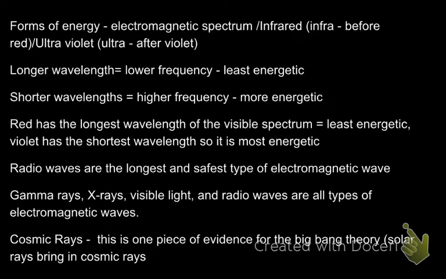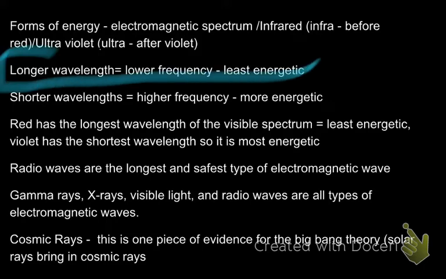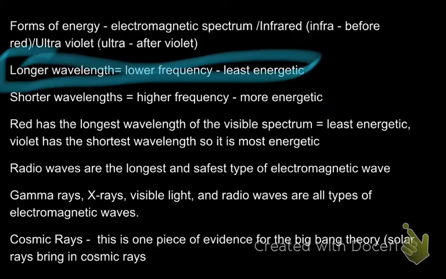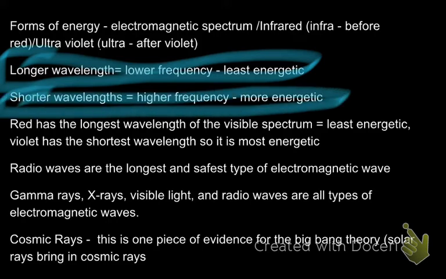Okay, so everything you just saw on that electromagnetic spectrum are forms of energy. Infrared, infra means before, so if it's infrared, it means it comes before the red color on the electromagnetic spectrum. And ultraviolet, ultra, that root word means after, so that means those types of waves are going to come after violet on the electromagnetic spectrum. This is what I was talking to you about a minute ago. Longer wavelength, lower frequency, least energetic, those are our radio waves. Shorter wavelengths, higher frequency, more energetic, those are the ones that are most harmful to us.